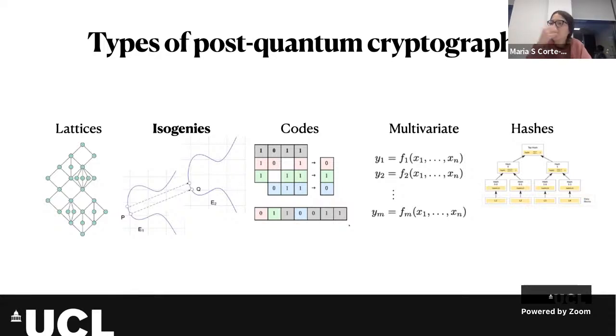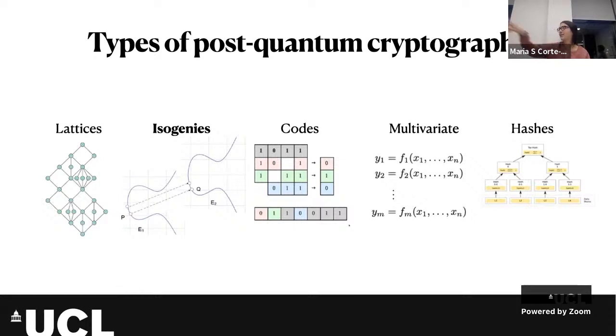You have code-based cryptography, which uses error-correcting codes, and its hardness assumption is that it's difficult to decode some noisy codes. And this is quite an old form of cryptography because it comes from coding theory, which has been around for a very long time. Then you have multivariate cryptography, which is based on the hardness of solving large systems of equations.